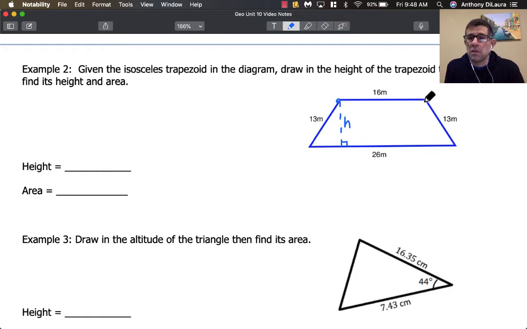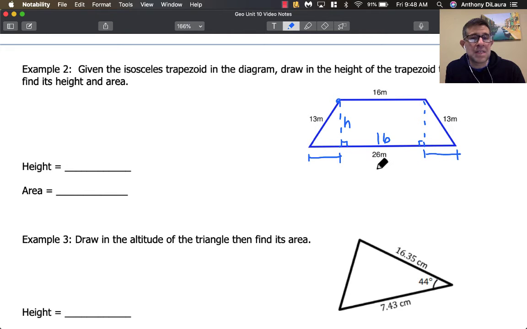Now I also know that if I were to draw in the same height over here on this side, I could do that, and it was going to be the exact same altitude length or height length. Now I'm going to do this because this is going to help me find that height. Keep in mind, this is an isosceles trapezoid, and what I've really just created is a rectangle. So if this base up here on the top is 16, then the base down here on the bottom is 16. However, I have a remaining amount that is equal on both sides.